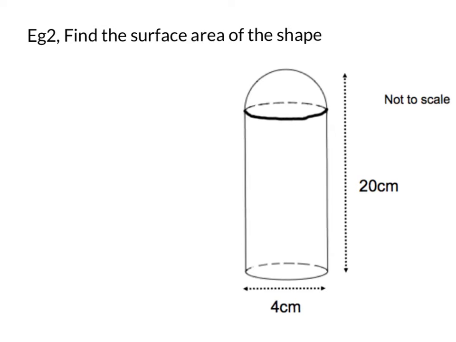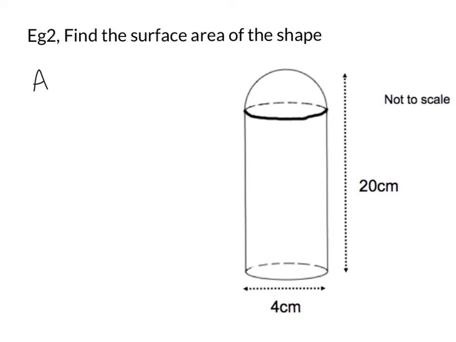How many surfaces will there be? There'll be the bottom circle, the curved surface area of the cylinder, the bit that wraps around, and the top half of the sphere. This bit, the circle here, would be inside the shape. It's not a surface, it's inside. So the top bit, the middle bit, and the bottom. Let's start with the bottom because it's the easiest.